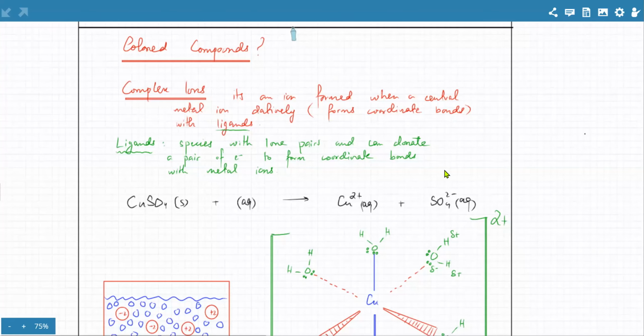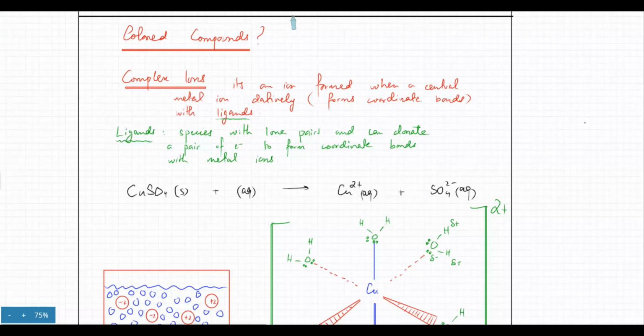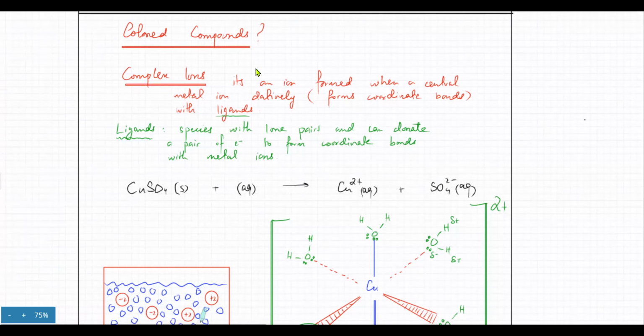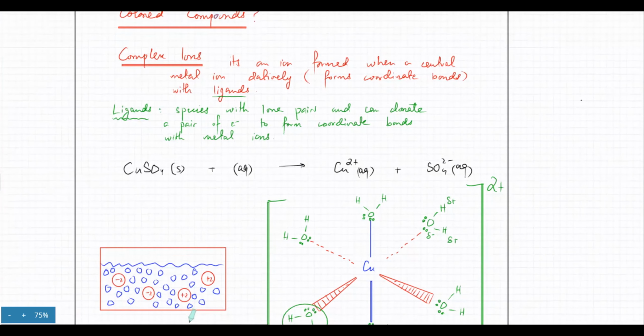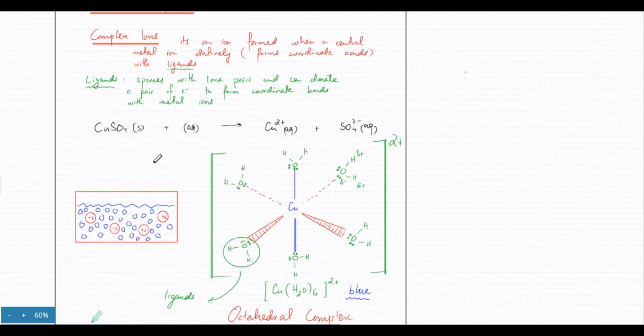So the last thing that we did was we were talking about colored compounds related to transition metals. And we had started talking about the colors of complexes and what complex ions are and how they are formed. So I told you that if copper sulfate or any transition metal salt dissolves, the ions dissociate, they scatter.